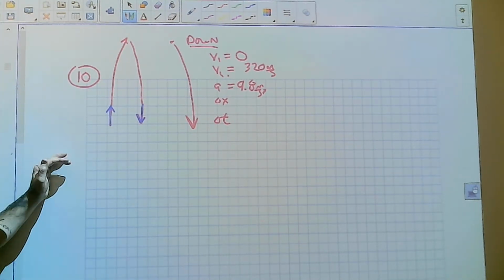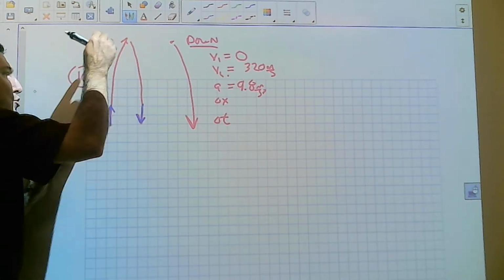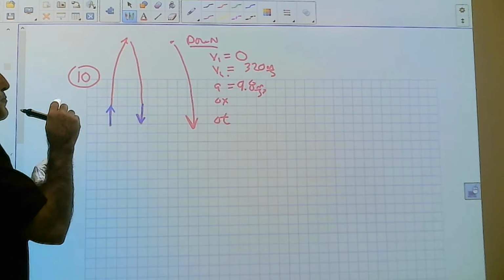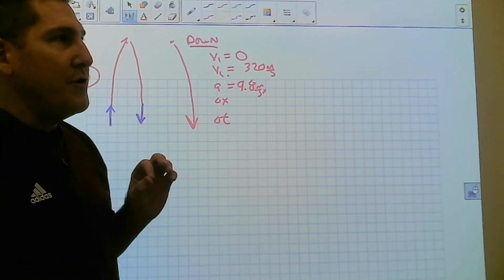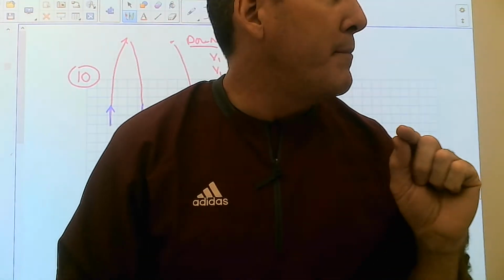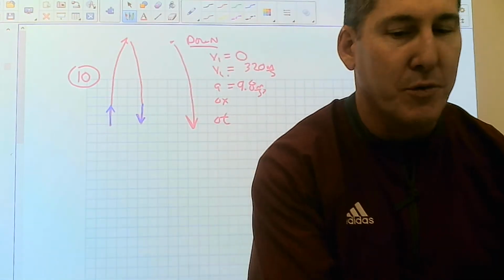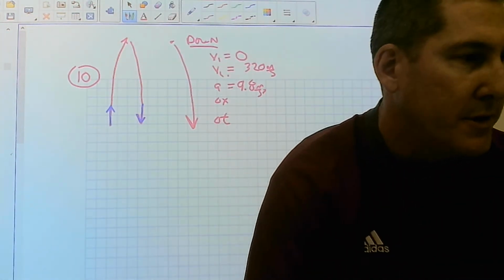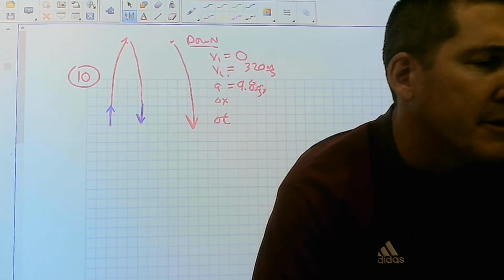If I did the up part, I would say V1 is 320 and V2 is 0. The acceleration should be negative 9.8 as it slows down the way up. I'm going to give you about a 3-minute head start on this one. So I'm going to play some music in the background for about 3 minutes.